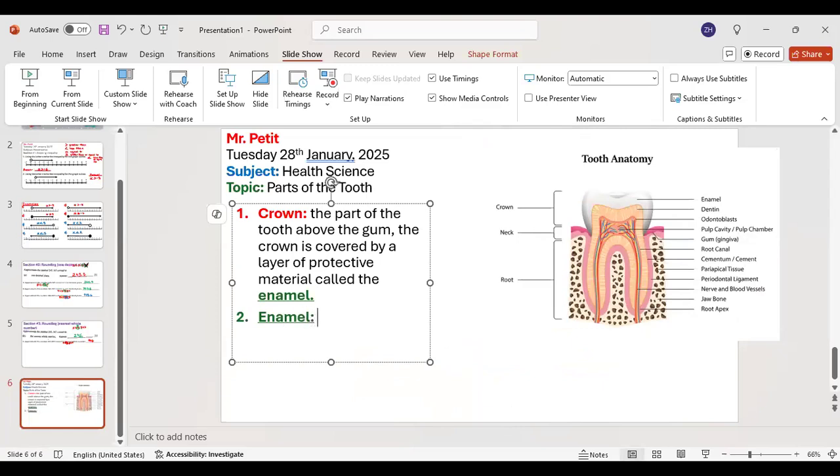We said the enamel is the part that does the protecting. So it's the enamel right there. So enamel, right?